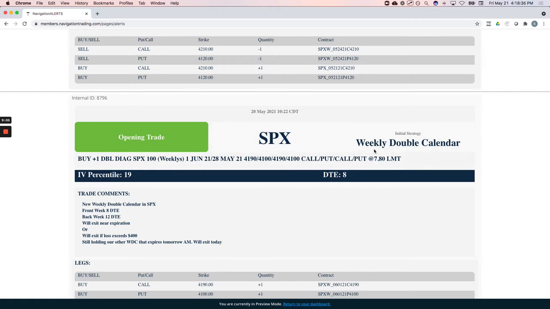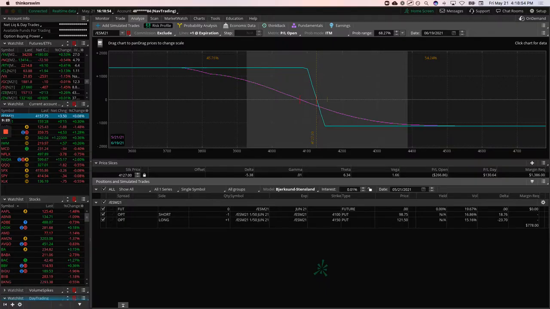SPX, opened new weekly double calendar. Did this one with 8 DTE in the front, 12 in the back. There's usually 3 days between these, but there's 4 this time because of Memorial Day. Is that right? Yeah. So that's why there's 4 there. So let's take a look at SPX.